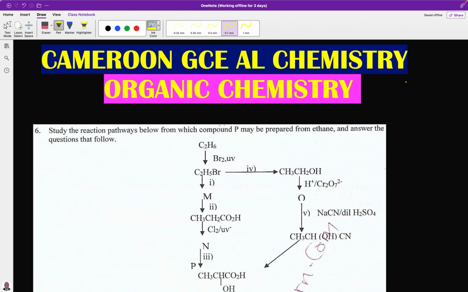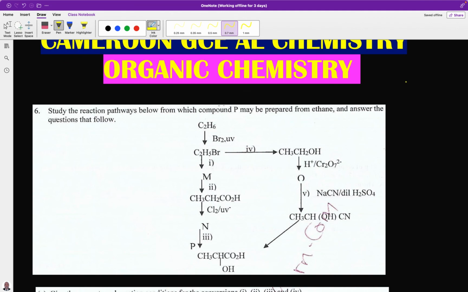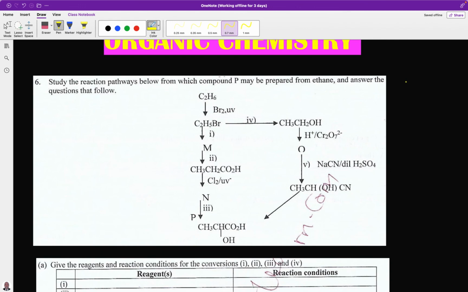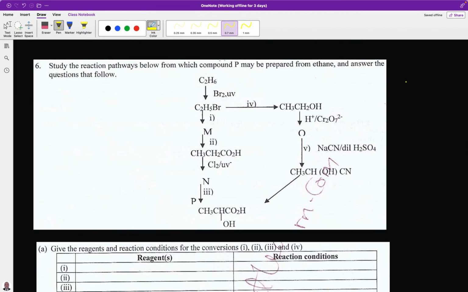We have ethane. Once more, I apologize for the poor quality of the question paper. We have ethane. It is passed through bromine in UV light. We have bromoethane. So we have 1 to form M. We have 2 to form propanoic acid. Then it is passed through UV light again, that is a chlorination through UV light, to have N. Then N, step number 3, to form P. And P is a 2-hydroxyl propanoic acid.